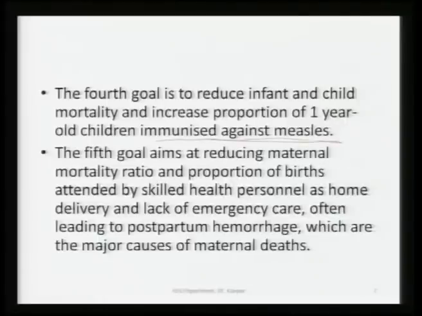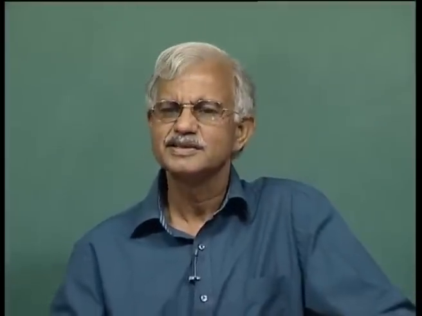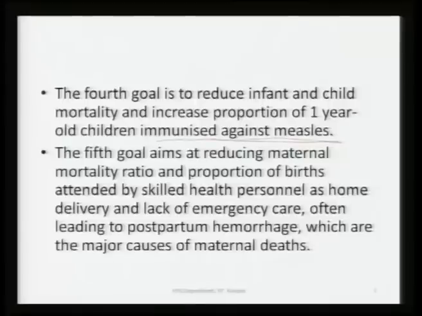This is obvious that once children are immunized against measles, then they are also immunized against many other diseases for which vaccination exists. The indicator includes measles. The fifth goal aims at reducing the maternal mortality ratio and increasing the proportion of births attended by skilled health personnel, because there is a close connection between them.